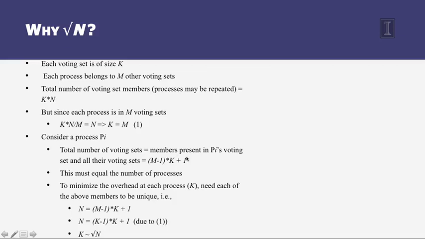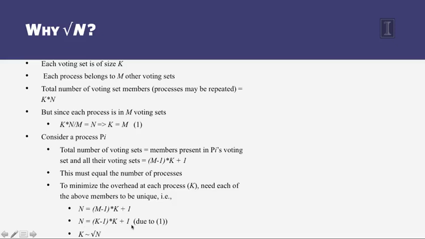However, the number of voting sets should equal the number of processes in the system, so we have n equaling this value. Now we substitute in the value of m equals k from the earlier equation, and you get n equals k minus 1 times k plus 1.